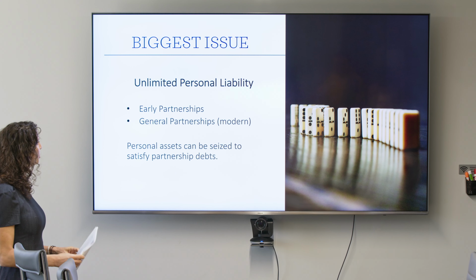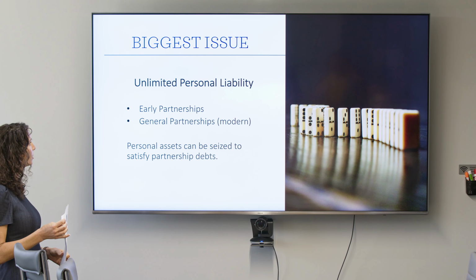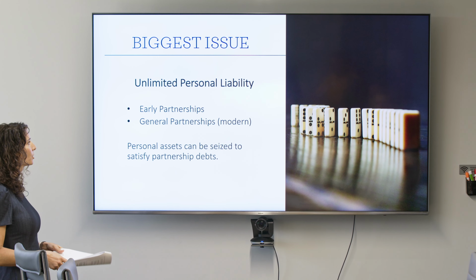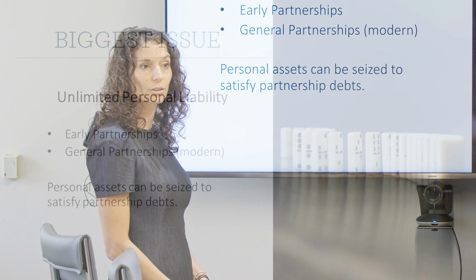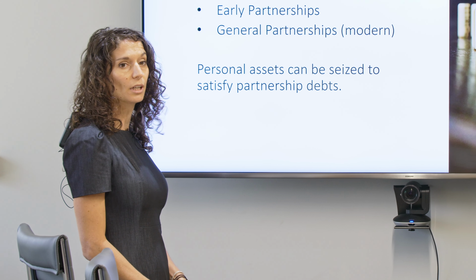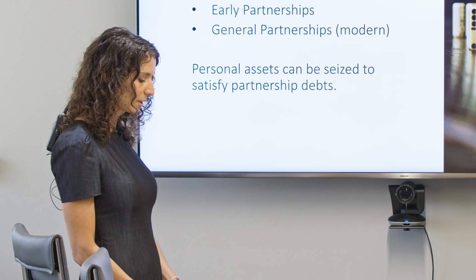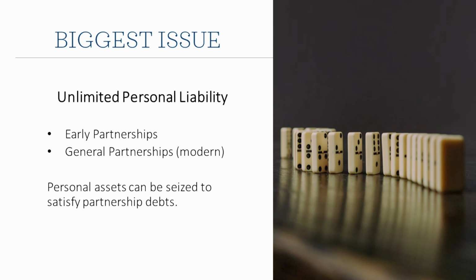So the biggest issue with early partnerships was that you had unlimited personal liability. If something went wrong with the project in excess of the money that you put up for it, the people whose property you damaged or any other issues, they could come back to the partners or the individuals and actually take your personal assets. So that's why I have dominoes up there, because once the business falls, you could fall too.